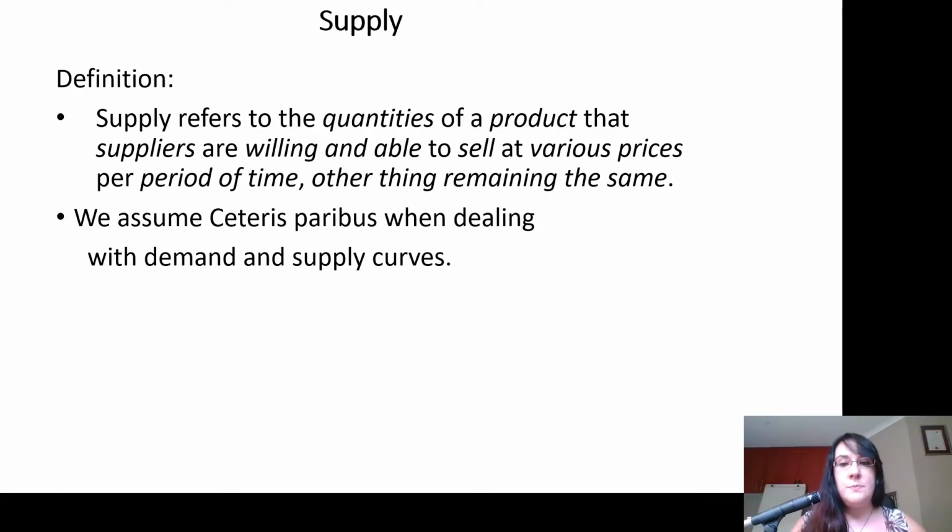Let's look at ceteris paribus in terms of supply. Again, we have two variables. So the two variables in terms of supply would be price and quantity supplied, other things remaining constant. So it basically is showing how supply will change in relation to the price changing.